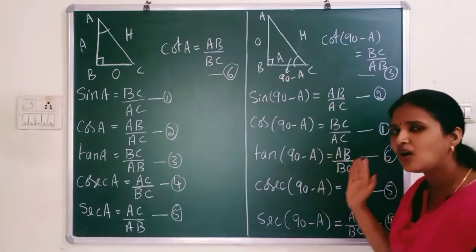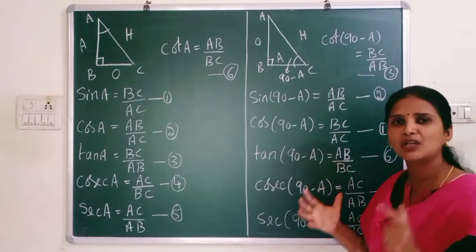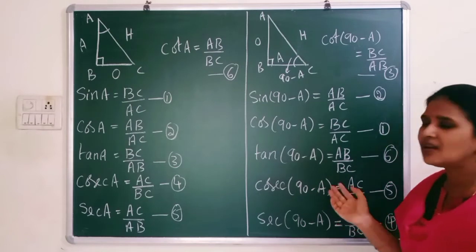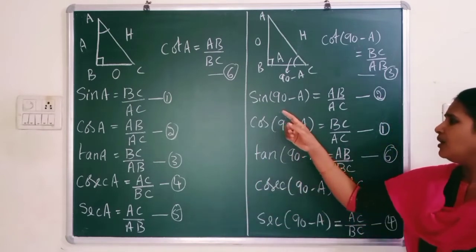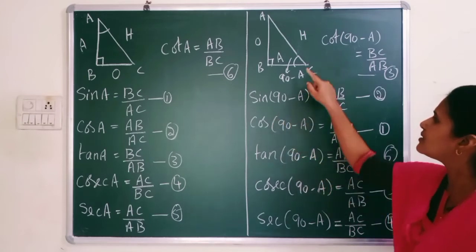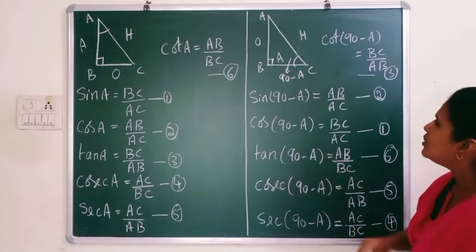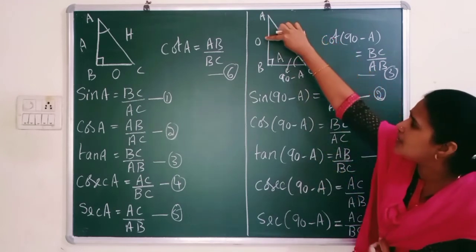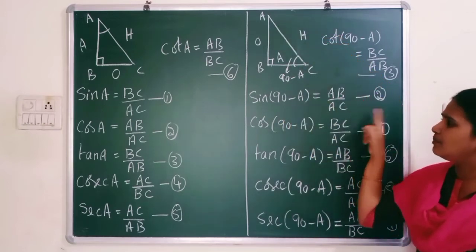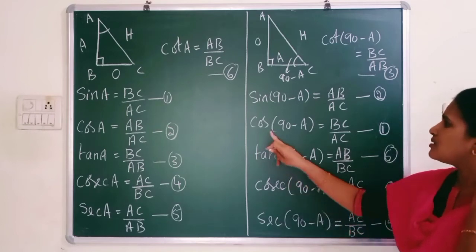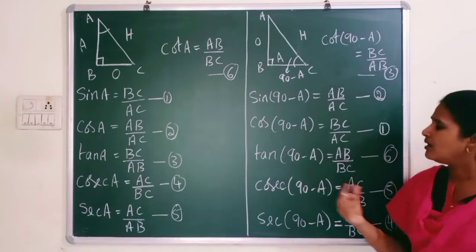Why? Because we want to correlate these ratios with those ratios, and at last we will get some conclusions. So what is the relationship between an angle and its complement? Now you can see here sine 90 minus A. Sine is opposite by hypotenuse. For angle C, what is opposite? AB. Hypotenuse is AC. So sine 90 minus A equals AB by AC. Next, cos. Cos is adjacent by hypotenuse, that is BC by AC. Next, tan.